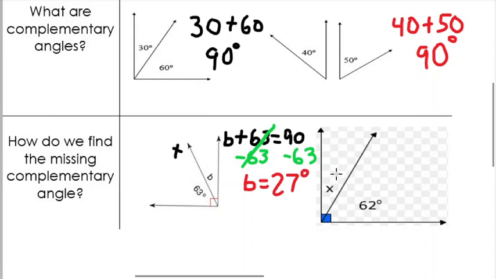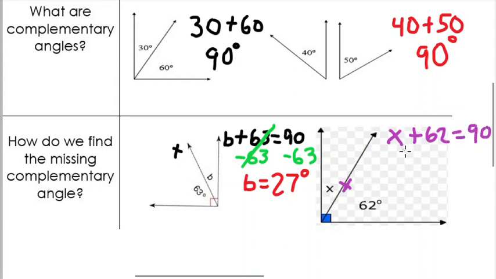All right, let's try this next example. I have X, and I have 62 degrees. And I see that these are in this big angle that makes a 90-degree angle because I have this box here that shows me it's a 90-degree angle. So I know that X plus 62 will give me 90. So X plus 62 will equal 90 degrees.